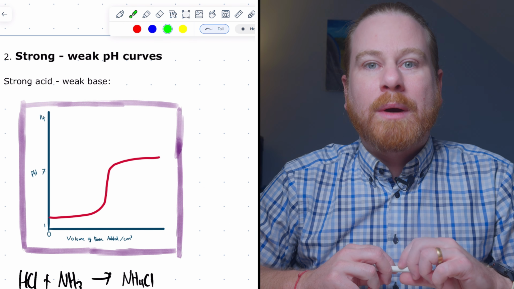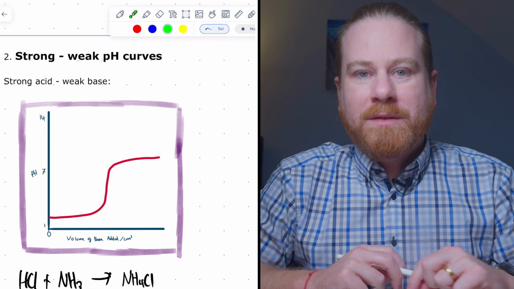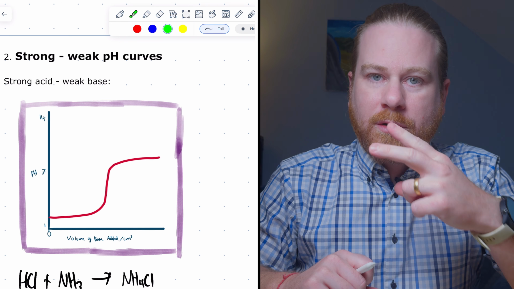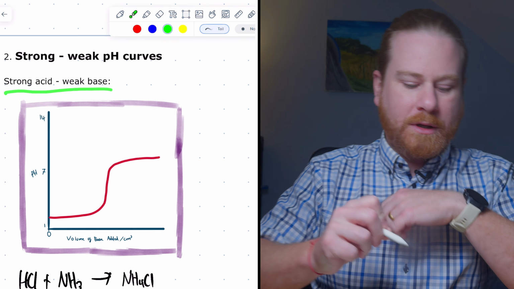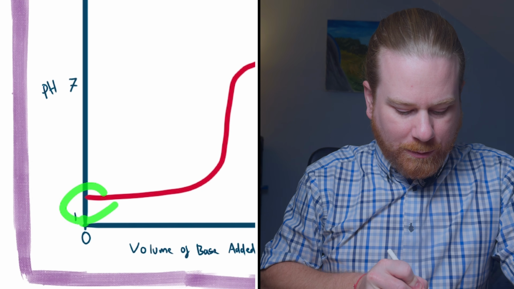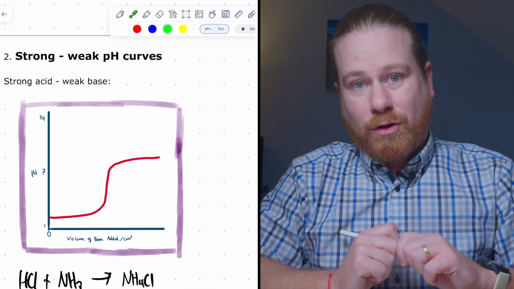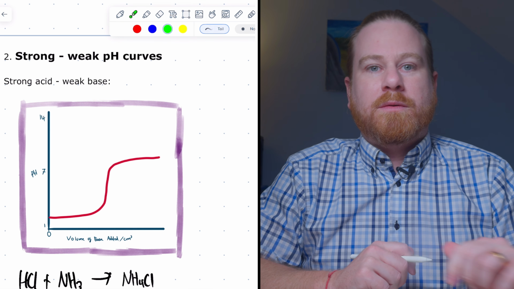Now on to a strong weak pH curve. So the strong weak pH curves, and again we're going to be looking at the same three things: pH at the start, the equivalence point, and the pH at the end. So we're going to start off with the strong acid weak base titration. So again, we've got a low pH at the beginning, and this is due to the fact that we are using a strong acid. So the strong acid in the conical flask.